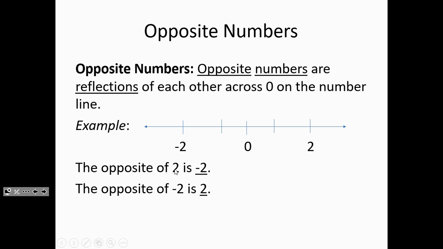So notice, if I want to make a positive number its opposite, I just put a negative in front of it. If I want to make a negative number its opposite, I take away the negative sign and it's a positive. It's like a light switch. If it's on, turn it off. If it's off, turn it on. Give you a chance to write down questions on the side.